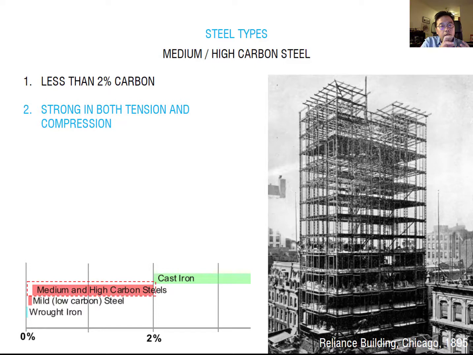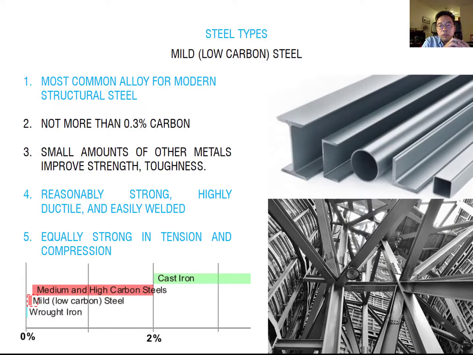So that's why medium-high carbon steel is not available for making this complex form. So that's why the carbon content is reduced more. The most common alloy for modern structural steel has less than 0.3% carbon. It is great for flexible forms. A small amount of other metals improves the strength and toughness.